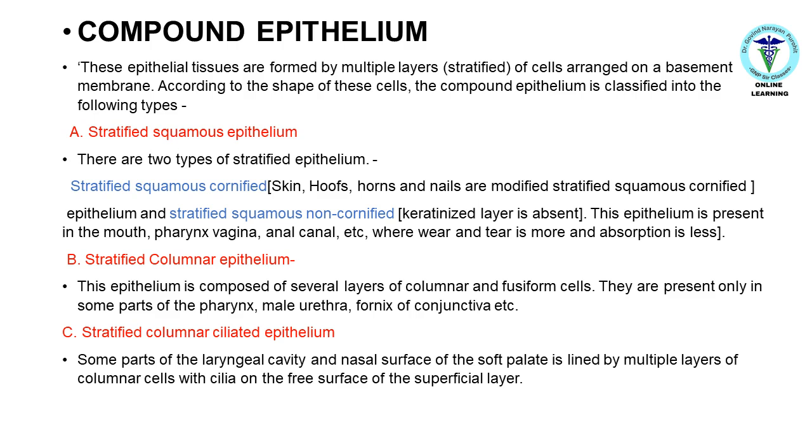B. Stratified columnar epithelium. This epithelium is composed of several layers of columnar and fusiform cells. They are present only in some parts of the pharynx, male urethra, fornix of conjunctiva etc. C. Stratified columnar ciliated epithelium. Some parts of the laryngeal cavity and nasal surface of the soft palate are lined by multiple layers of columnar cells with cilia on the free surface of the superficial layer.